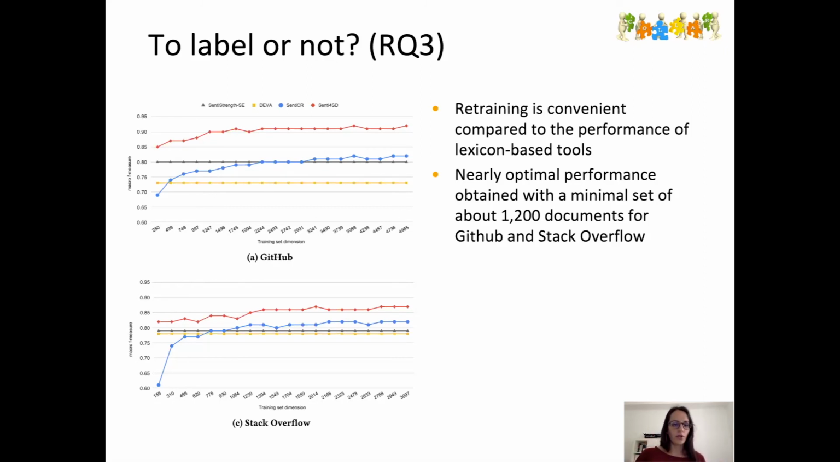So here we have the learning curves for GitHub and Stack Overflow, and the straight lines are the performance of the lexicon-based tools, which never change because they're not retrained. That's why they are always flat. We can see that retraining is convenient compared to the performance of lexicon-based tools, and nearly optimal performance is obtained already with a minimal size of about 1,200 documents for GitHub and Stack Overflow.